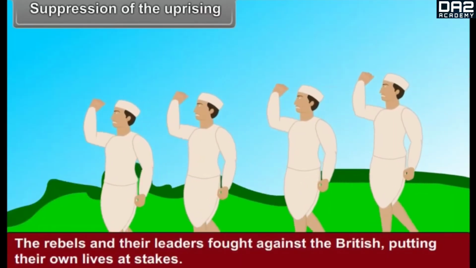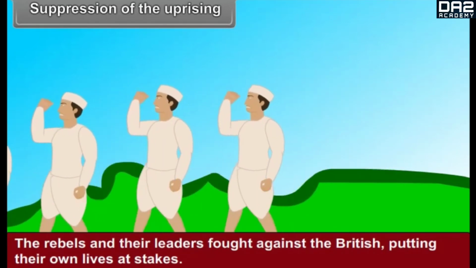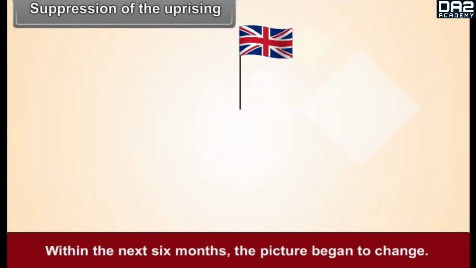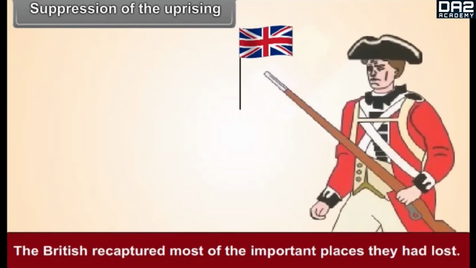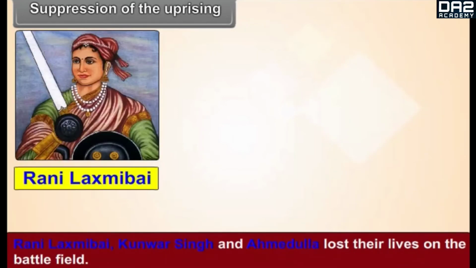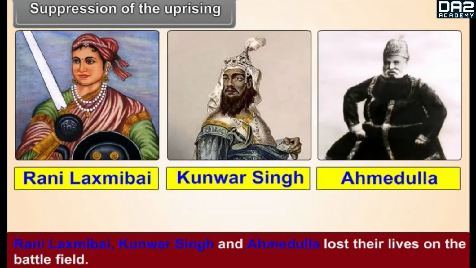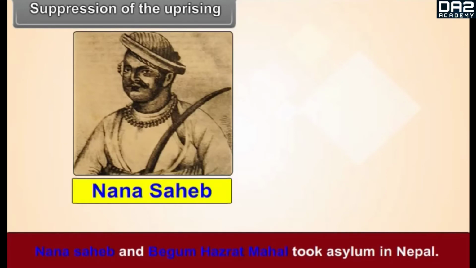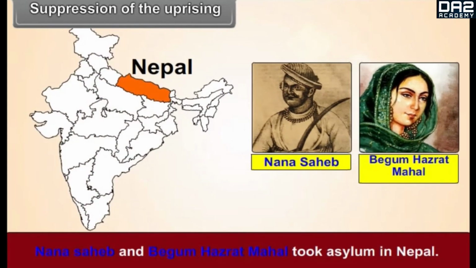Suppression of the uprising. The rebels and their leaders fought against the British, putting their own lives at stake. But the British soon overcame the initial shock of the sudden uprising. Within the next 6 months, the picture began to change. The British recaptured most of the important places they had lost. Rani Lakshmibai, Kunwar Singh and Ahmadullah lost their lives on the battlefield. Bahadur Shah was put in prison at Rangoon. Nana Sahib and Begum Hazrat Mahal took asylum in Nepal.